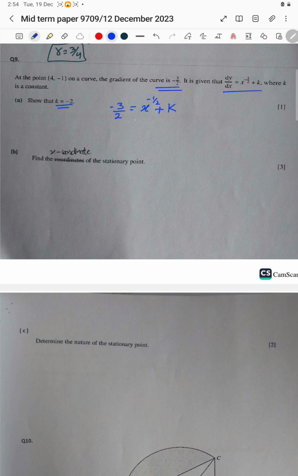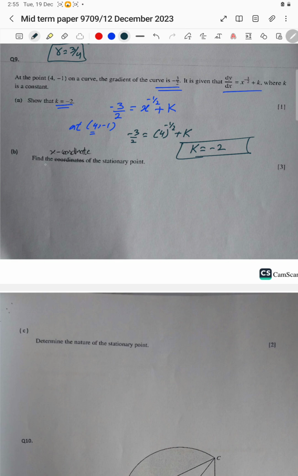So we need to find k at the point (4, -1). Replace x with 4 here. I will get minus 3 by 2 is equal to 4 power minus 1 by 2 plus k. On the calculator, once you simplify it, k is equal to minus 2, we get this answer, right?